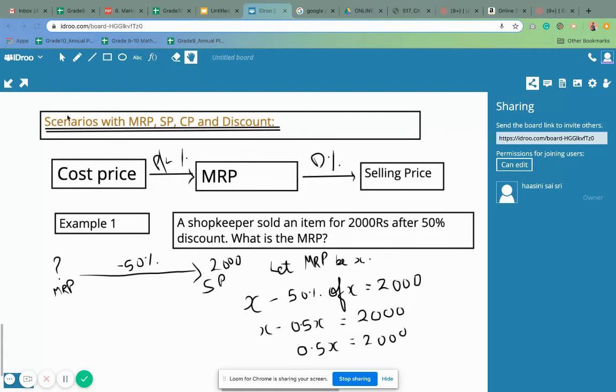In this video, we are going to look at different scenarios of MRP, CP, SP, and discount. You have to understand that whenever a person, a shopkeeper, or a dealer is buying something directly from the factory, they get the cost price at a lower price and they try to make some profit from it and then mark the MRP.